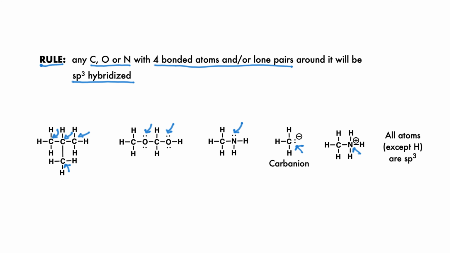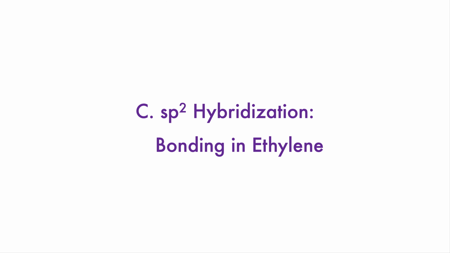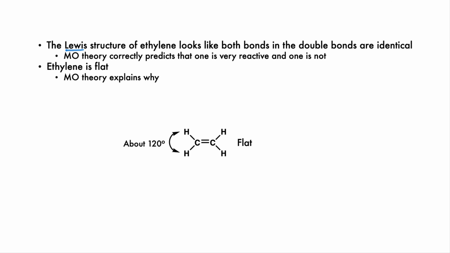In this section, we talk about the bonding in ethylene, which has a carbon-carbon double bond. The hybridization changes to sp2. The Lewis structure of ethylene looks like both bonds in the double bond are identical. In fact, they are very different. For instance, one of the bonds is very reactive and the other is not.